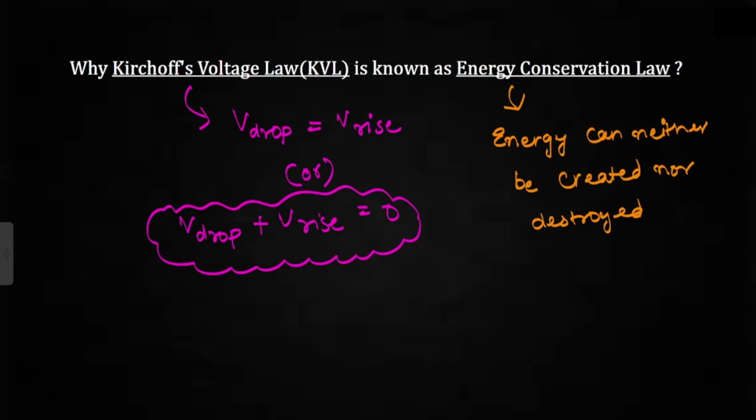So in order to understand why Kirchhoff law KVL is known as the energy conservation law, we will understand the process of how voltage is formed. So we know that KVL is based on voltages, right? Now we will understand how we are getting that derivation, right?